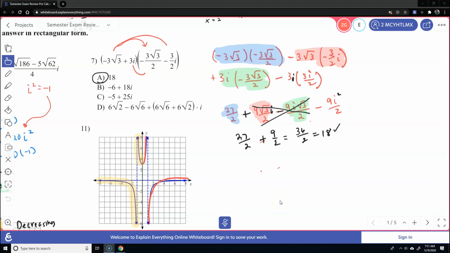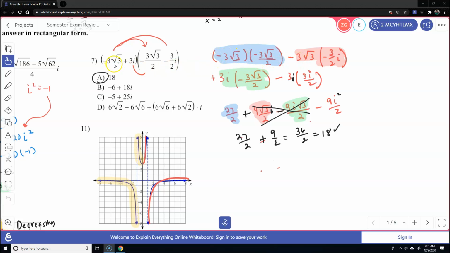Number 7, I'm going to go and explain how to do that. I've worked out the steps to save time. We have negative 3 square root of 3 plus 3i times negative 3 square root of 3 divided by 2 minus 3i over 2. Each color here represents a multiplication that I've done already.